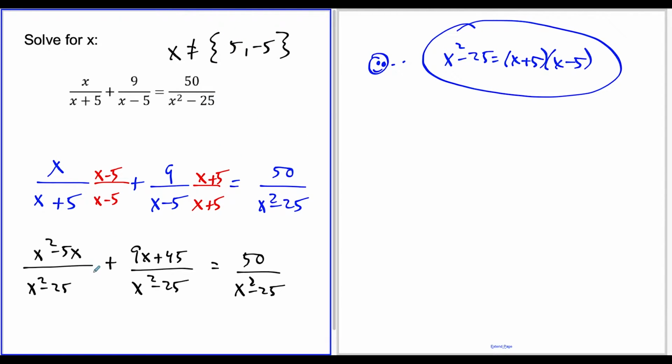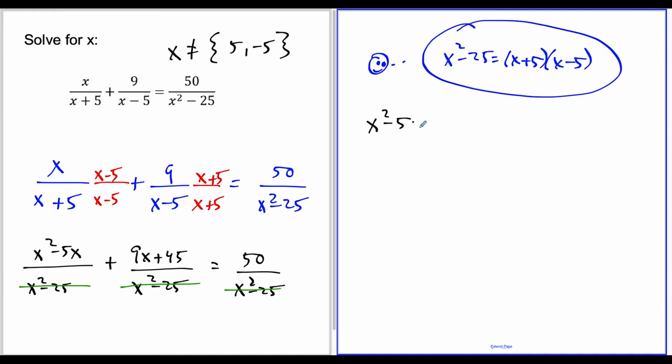The moment you get all your denominators to match, you can cross off all the denominators involved, as long as they all match. And now we just write the leftovers here. So the leftovers, we have x squared minus 5x, and then the second fraction we're left with plus 9x plus 45, and this is equal to 50.